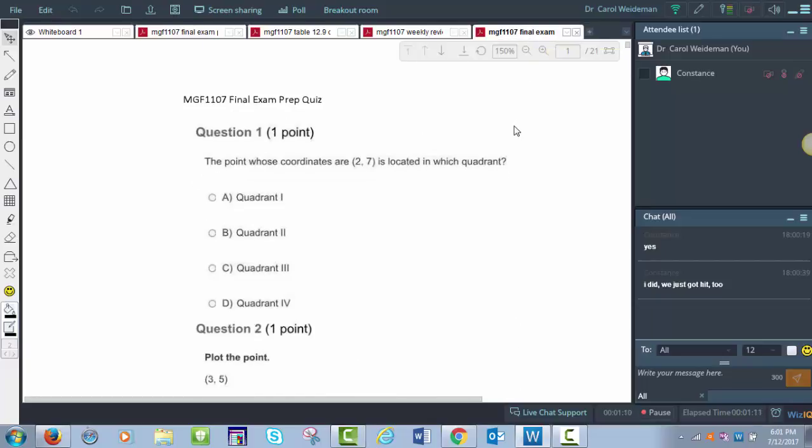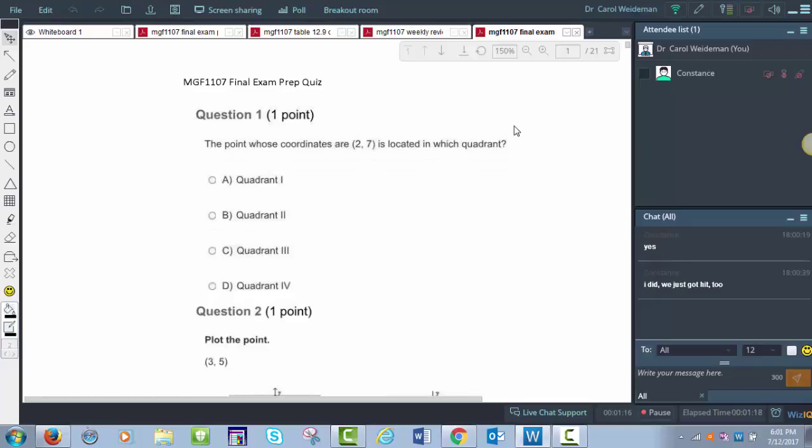So if you remember, we started out with the linear and exponential functions and the regression analysis in Unit 3. And so some of this is just graphing. So the point whose coordinates are 2, 7 is located in what quadrants? Just a little bit of definition review. So you want to try that one? Yep, that's in quadrant 1.